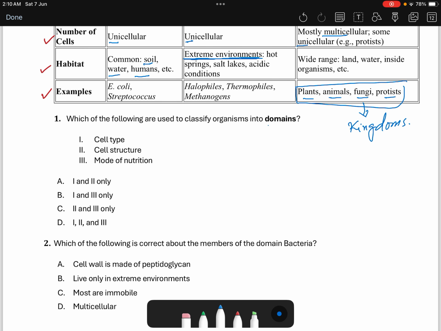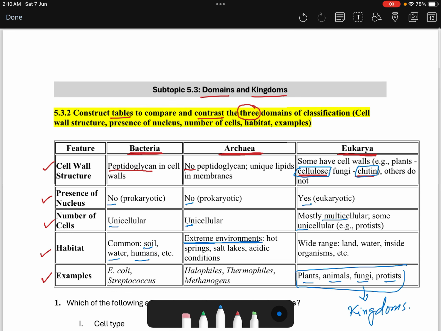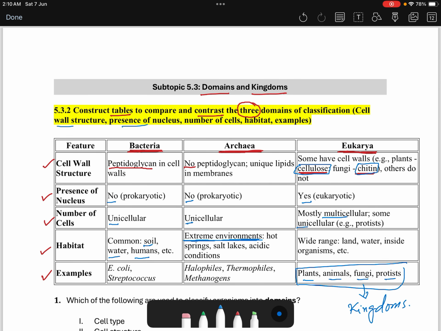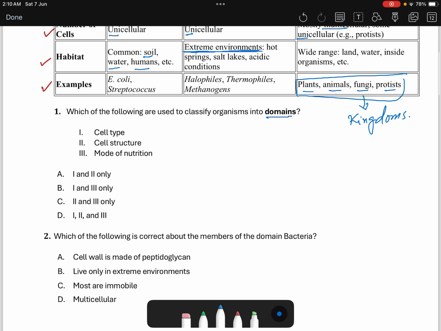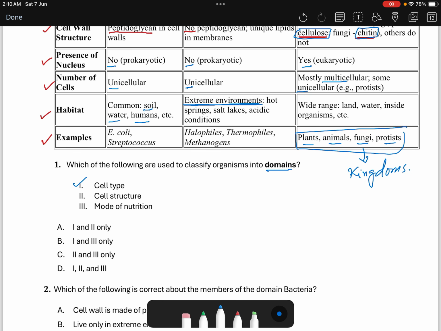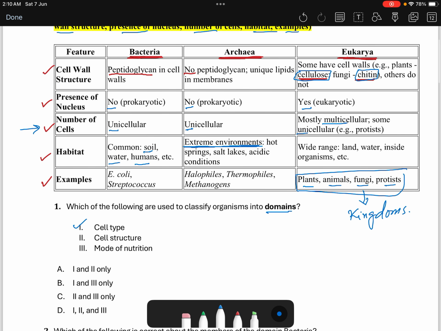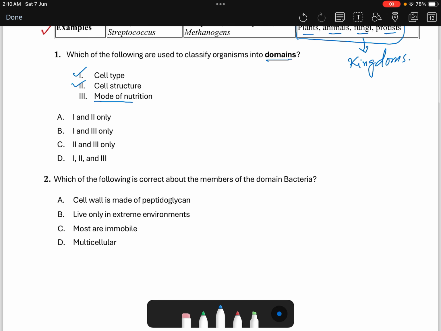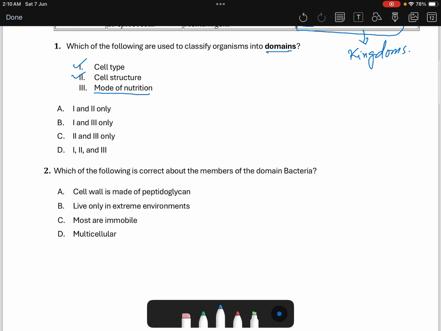Which of the following are used to classify the organisms into domains? So what did you use? You used cell wall, presence of the cell nucleus, number of the cells, habitat, and examples. Did you use cell type or no? Yes, we use cell type. For example, over here, this is cell type, like it is unicellular or multicellular. Cell structure, do we use cell structure? Yes, we use cell structure, that is over here, like what kind of the structures they have. This is also cell structure. So both of these characteristics, they come in cell structure. Mode of nutrition, no, we didn't talk about mode of nutrition, so it is only 1 and 2.